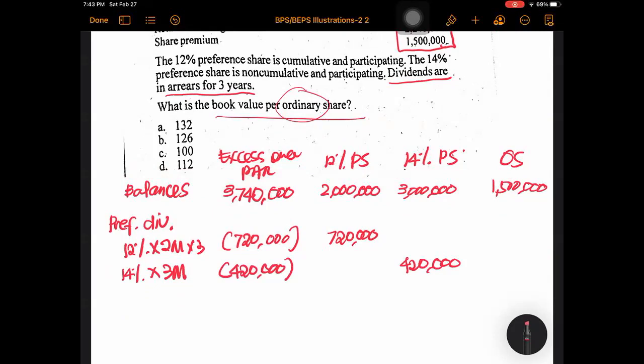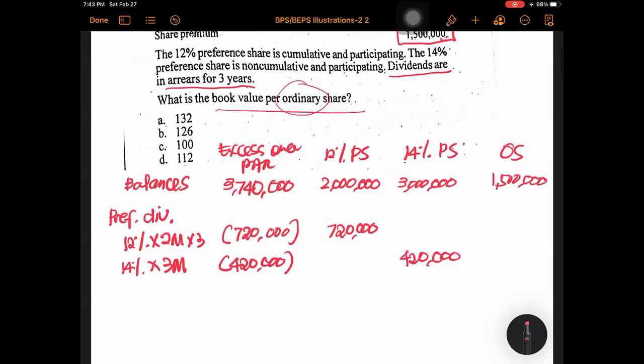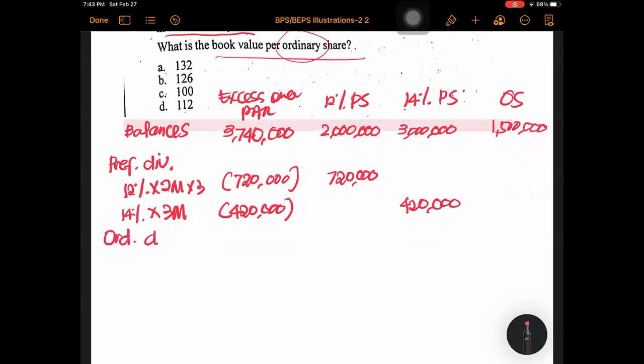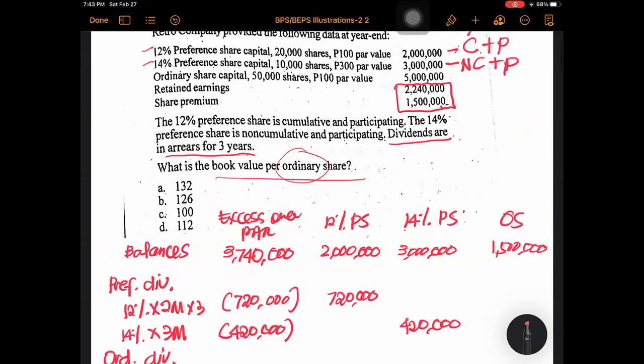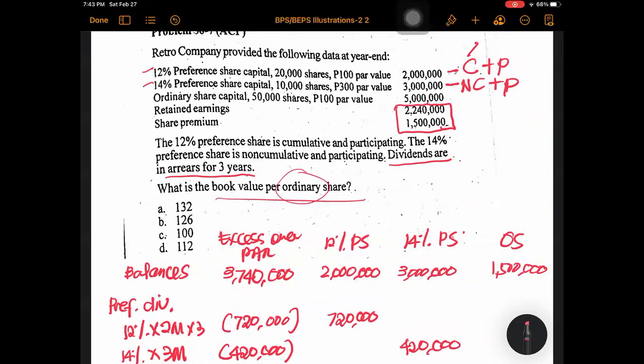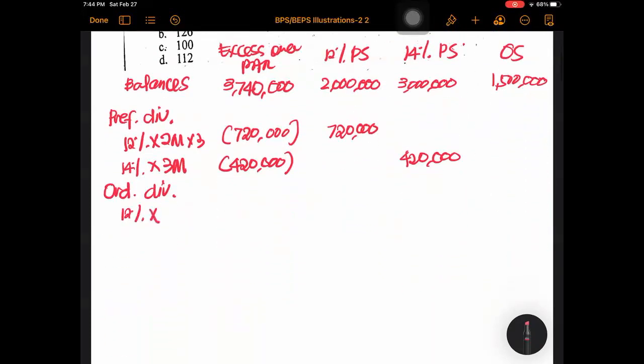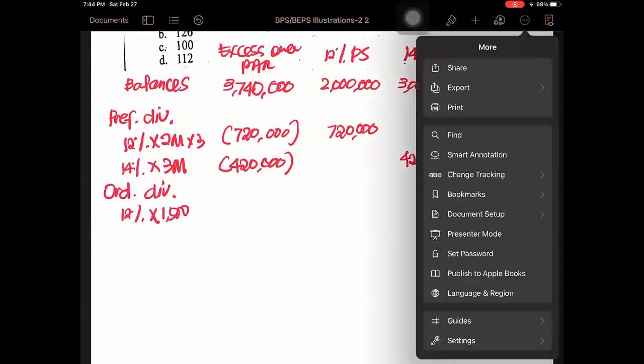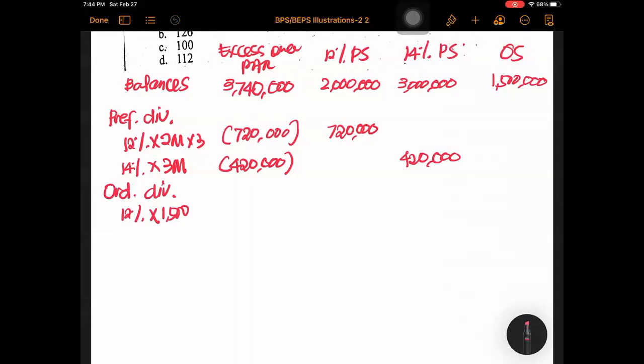Next, the ordinary dividend. Why is there one? Because the preference shares are participating. Since we have two participating preference shares, 12% and 14%, we use the lowest rate, 12%, times the ordinary share capital. The ordinary share is 1,500,000, so 0.12 times 1,500,000 is 180,000.